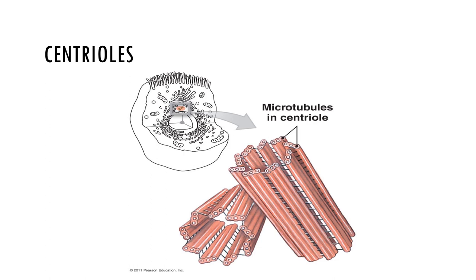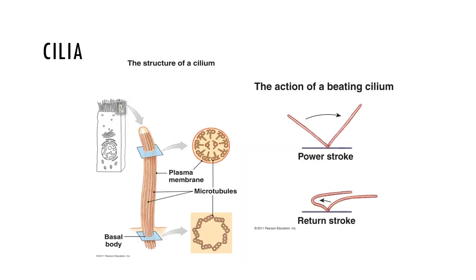And here you can see the microtubules in the centrioles. Cilia is a type of cellular extension. Cilia, along with flagella, are whip-like motile extensions found on the surface of certain cells. They contain microtubules. Cilia can help move substances across cell surfaces. Flagella, which is found in the tail of the sperm, propels the whole cell.